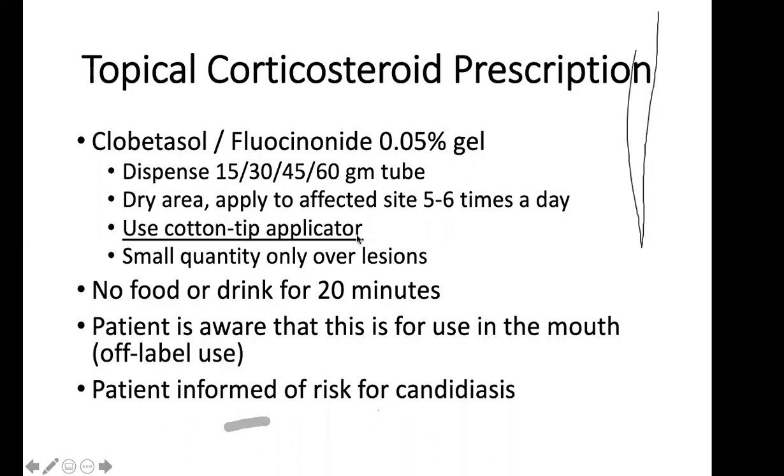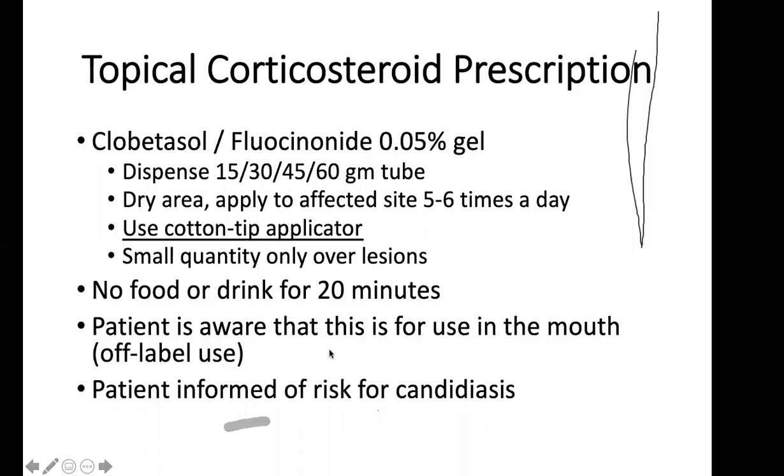Very important: your patients should be instructed to use a cotton tip applicator, because if they put these steroids on their fingertips and massage their gums with it, because of the vasoconstrictive effects of these high potency steroids, they can get scars on their fingers, and you don't want that to happen. So please instruct them to use small quantities applied using a cotton tip applicator only over the lesions. It's like money down the drain if they just swab the whole gingiva, including areas that are not affected by the lesion. It's absolute waste. So small quantities, multiple times a day, right over the lesions themselves using a cotton tip applicator. And once again, no food or drinks for 20 minutes.